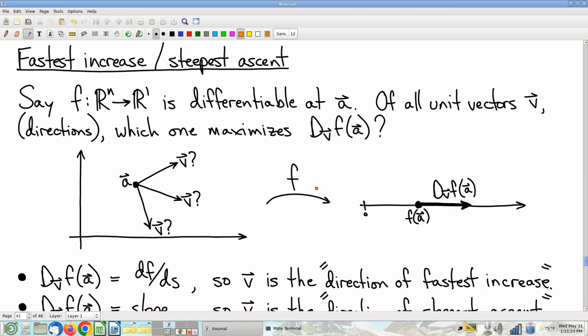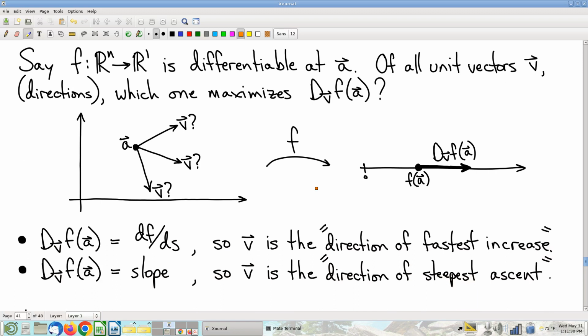Okay, so here is an interesting question that we can ask now that we have this idea of a directional derivative, and a reasonable question. So suppose we have some function, a multivariable function, like so. And we're sitting at some point A. And as we sit there at that point, we contemplate our options. I could perhaps move in that direction, or I could move in this direction. There's a bunch of different directions that I could move.